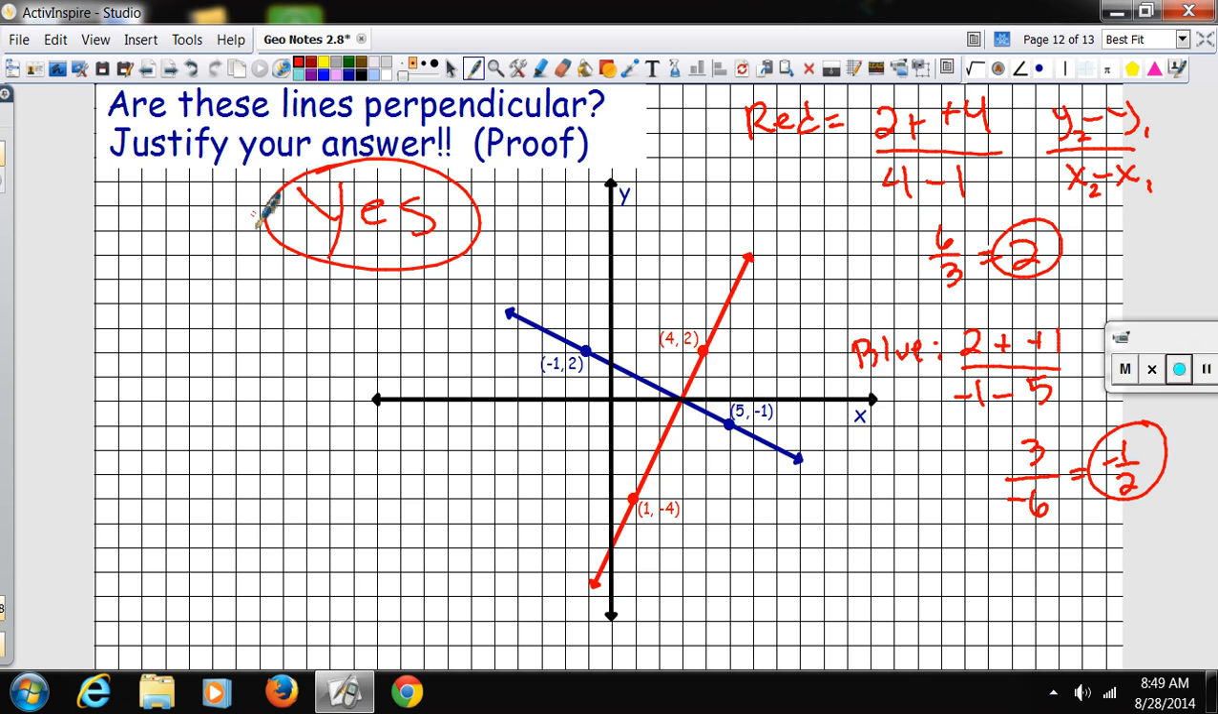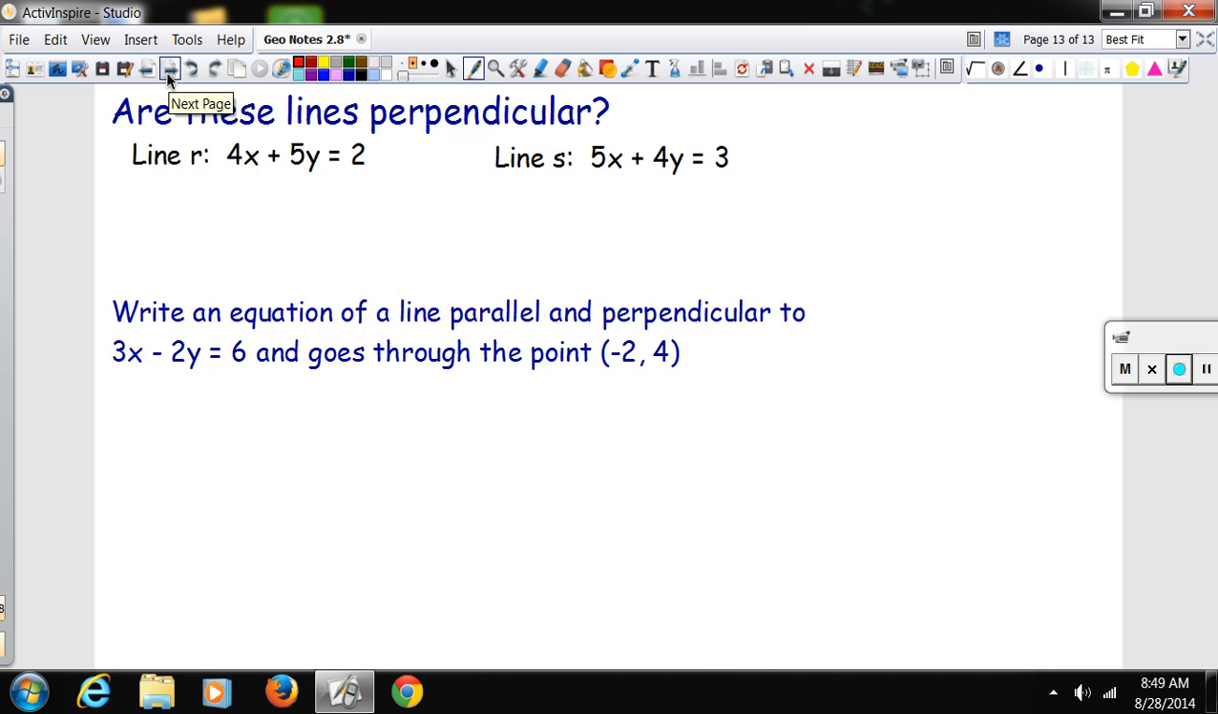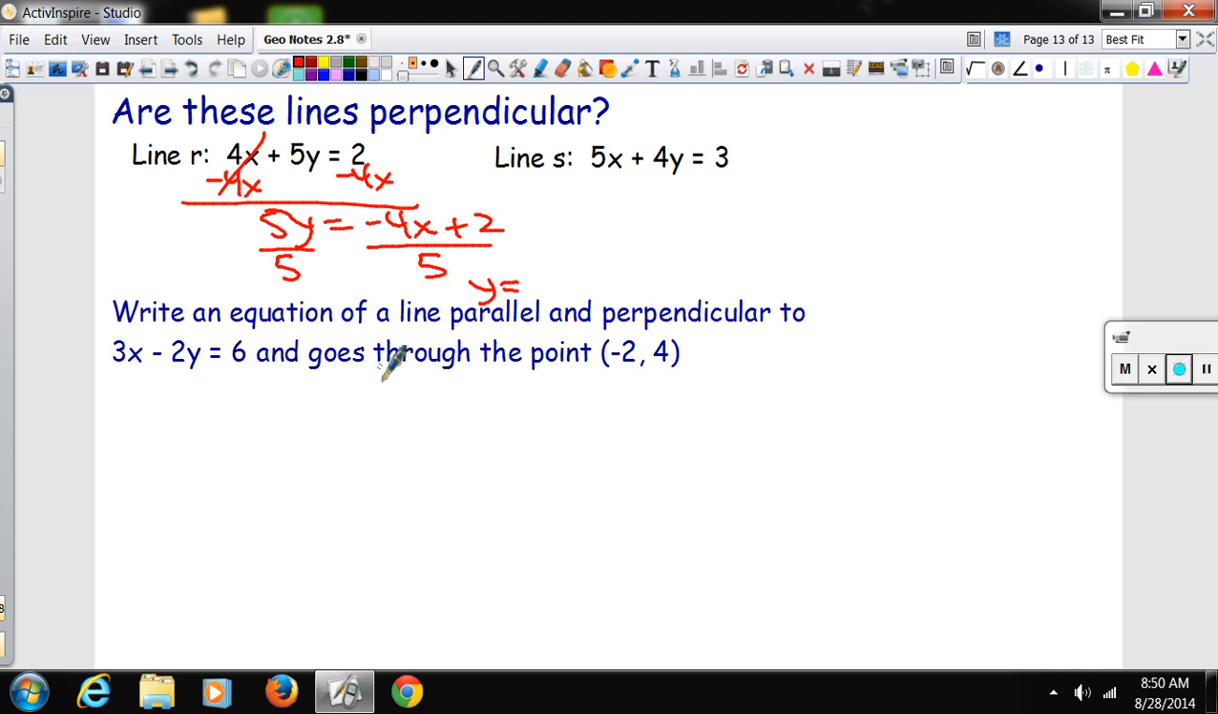And the last one, it says, are these lines perpendicular? Let's get y by itself. Subtract 4x. So you cancel that out, you get 5y equals negative 4x plus 2. Divide by 5, you get y equals negative 4/5 x plus 2/5.